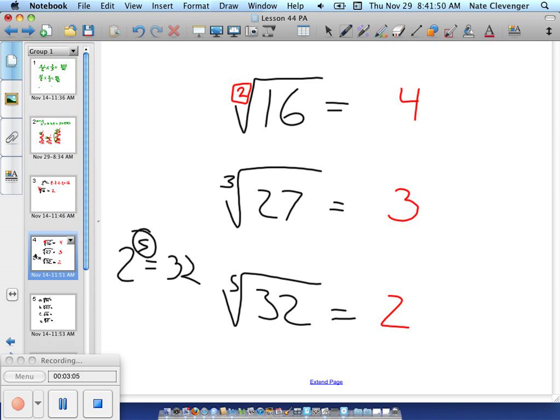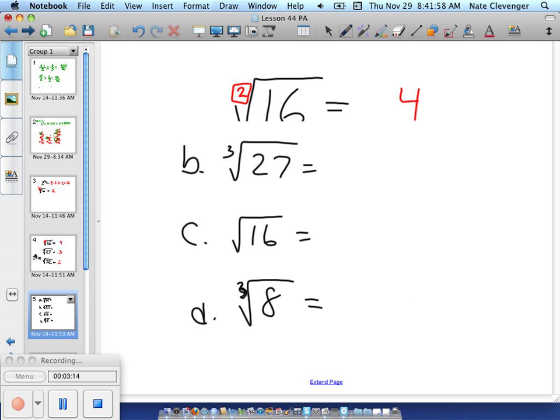Can we do square root of? Oh, never mind. I don't know how to say that. We have some more here. 4th root of 81. If you have those notes, they should be in there. I think I had this one as one of them. 3. 3 times 3 is 9, times 3 is 27, times 3 is 81. So the 4th root of 81 is 3.